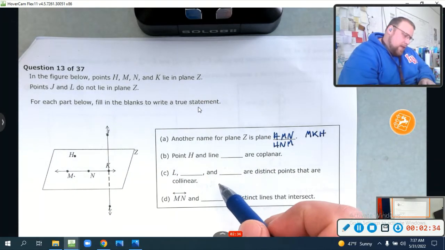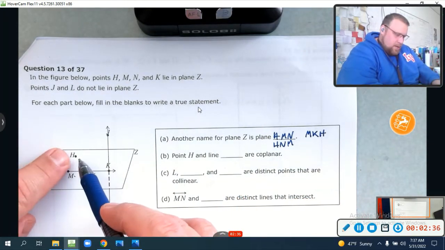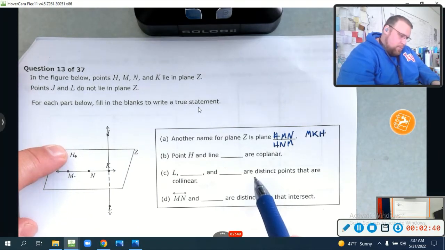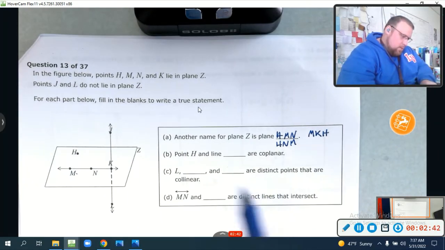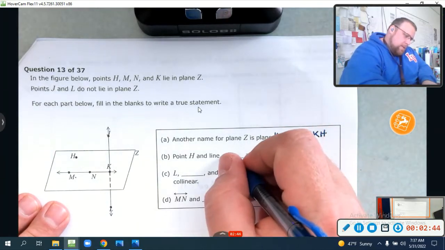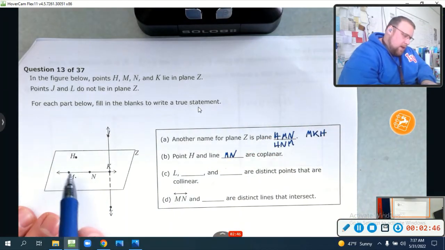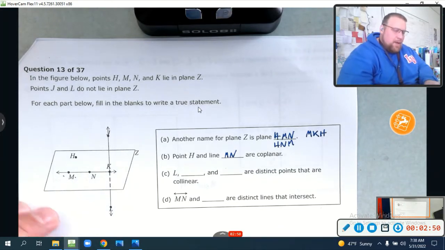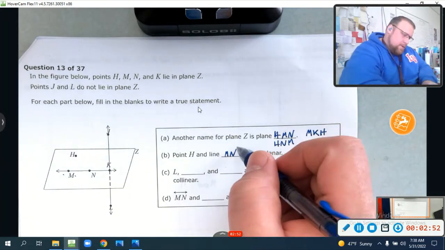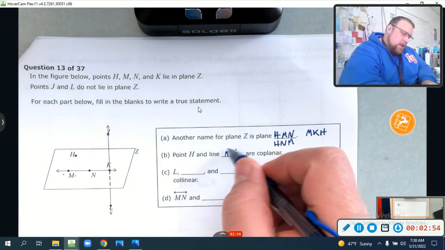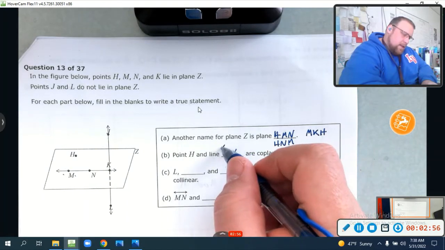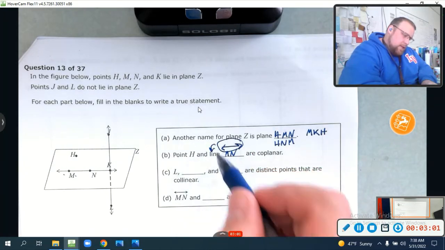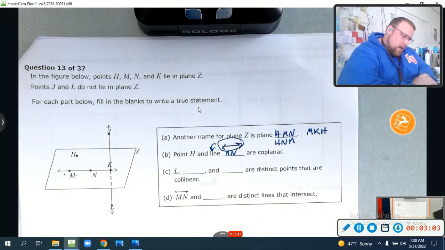Point H and line, let's see, point H and line what are coplanar? Well, I would probably say line MN, but I could say line MK or NK or KN or KM. You've seen the point. And because it says line, I don't need to put the symbol above it, but I can if you want to. This right here means line. So use either words or symbols.